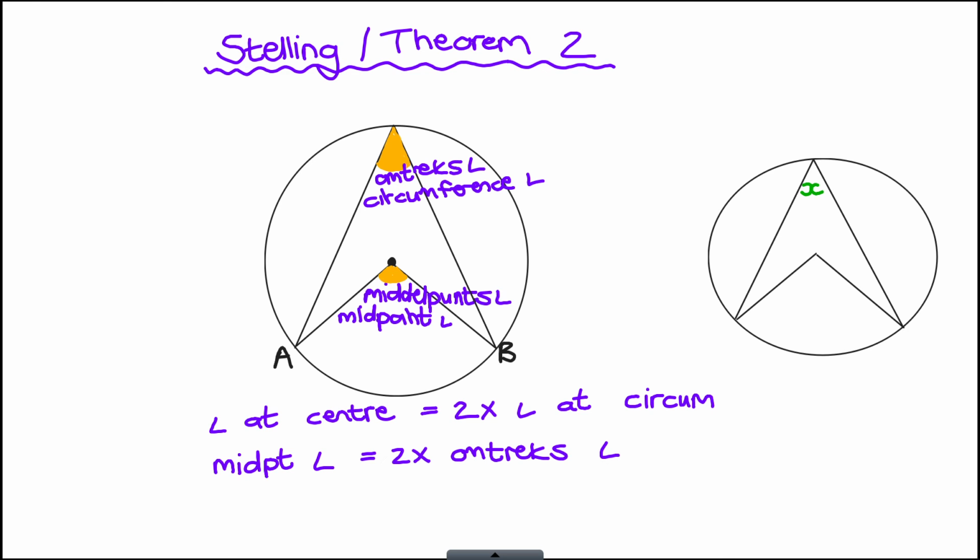So if my circumference angle is x, then it means that my midpoint angle, the angle over here, my middelpuntshoek moet mos 2 keer so groot wees, nee? So what would that then be? 2x. Okay. En julle, dit is basies die hele stelling. That's it. All you've got to know is the angle at the midpoint is double what the angle at the circumference is. So if my circumference angle is 60, wat gaan my middelpuntshoek wees?